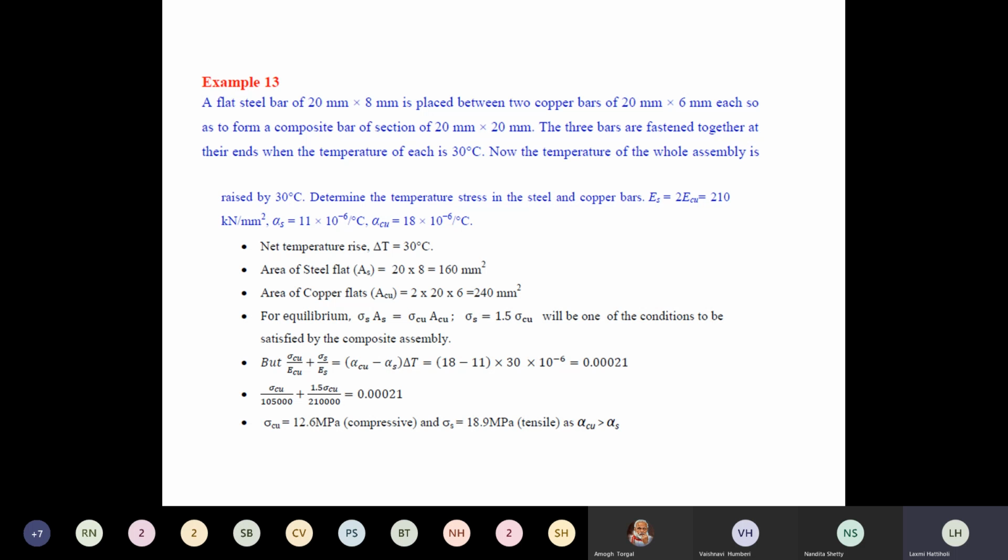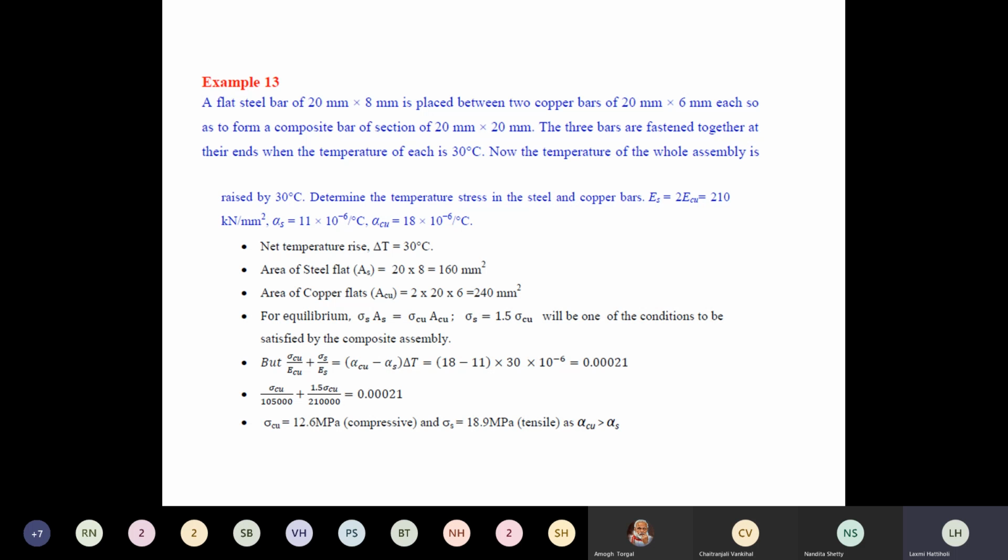Now once sigma copper is known to you, I can calculate sigma for steel. How? Can anyone tell me what equation I should use? Now sigma copper, I got it as 12.6 Newton per mm square. How should I calculate sigma s? Sigma steel is equal to 1.5 into sigma copper, ma'am. Exactly. Very correct. So use the first equation, sigma s is equal to 1.5 sigma Cu. Okay, so use that, you will get stress for steel. That's it.